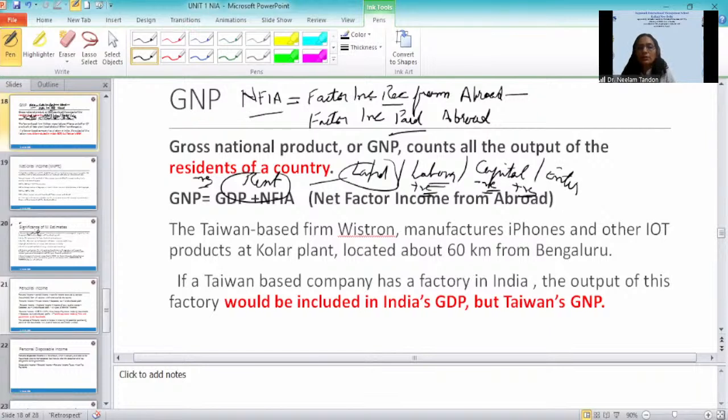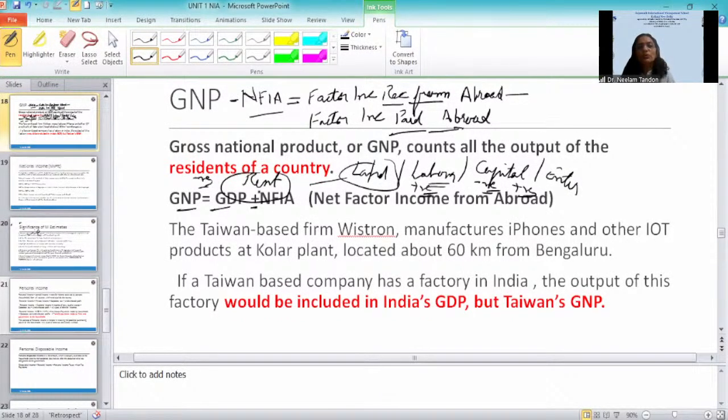Now what happens, especially for developing countries, Vietnam and others are a different case, China is a different case. But when we talk about India, we go for more factor income paid abroad. This goes up, no? What we pay abroad is more than what we receive from abroad. Since we pay more than we receive, this NFIA becomes negative. And if NFIA is negative, there will be a negative sign. If this is negative, that means GNP will be less than GDP. So that is how it happens.